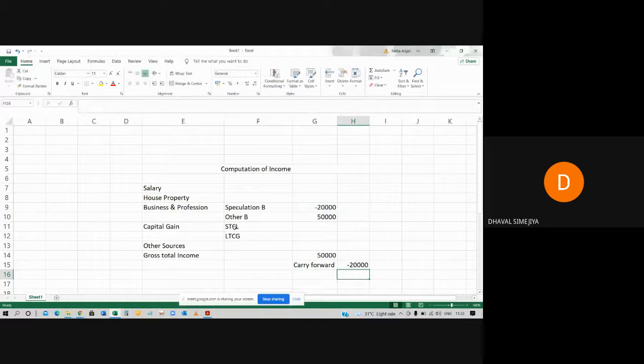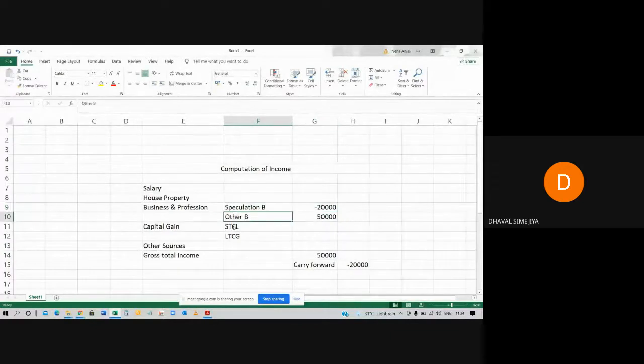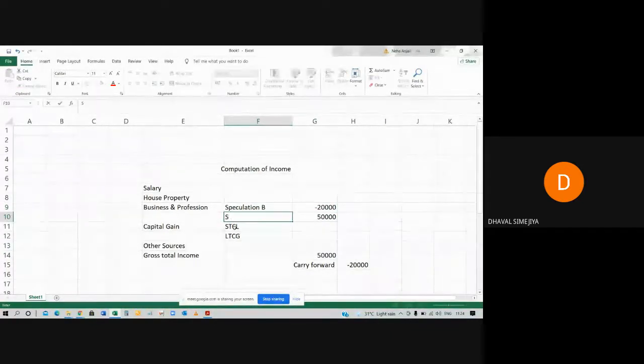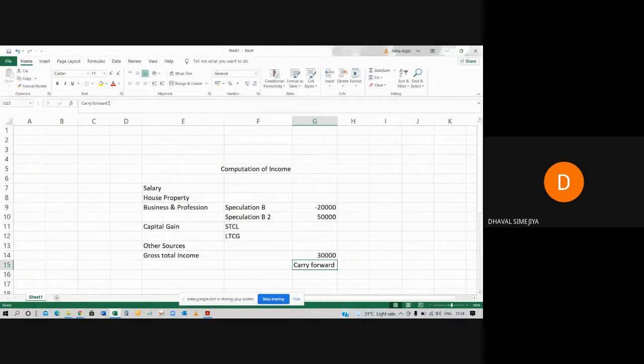But if in the first speculation business I am facing loss and in another speculation business I am having profit, will it be allowed to set off? The answer is yes. It will be set off and nothing will be carried forward. So the 20,000 loss and 50,000 profit will be adjusted.